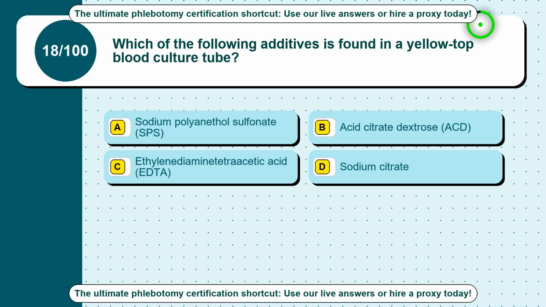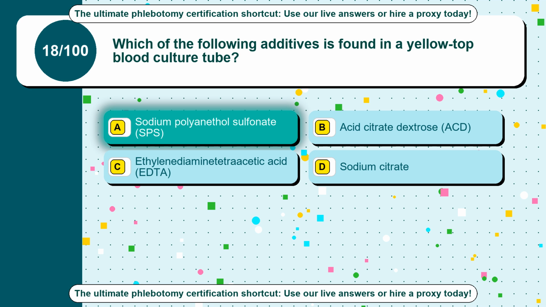Question 18. Which of the following additives is found in a yellow top blood culture tube? Option A. Sodium polyethylene sulfonate, SPS. Option B. Acid citrate dextrose, ACD. Option C. Ethylenediamine tetraacetic acid, EDTA. Option D. Sodium citrate. The correct answer is option A.